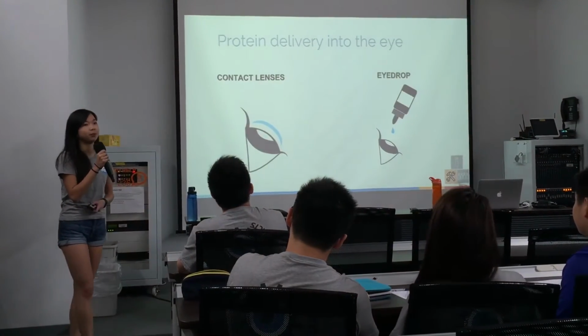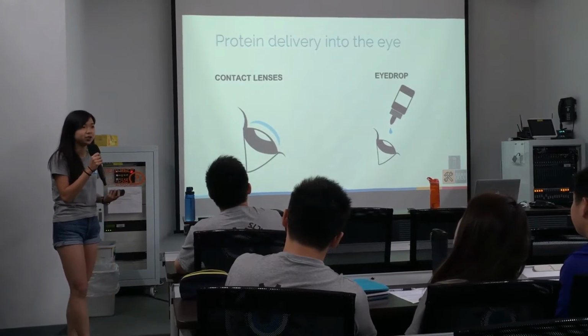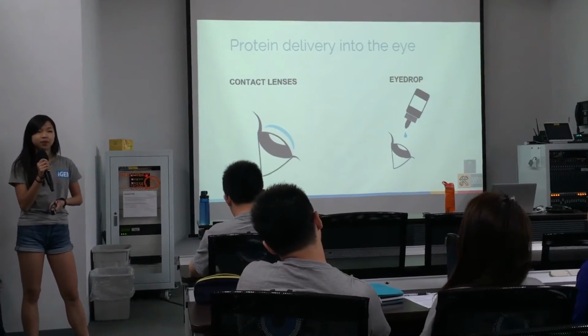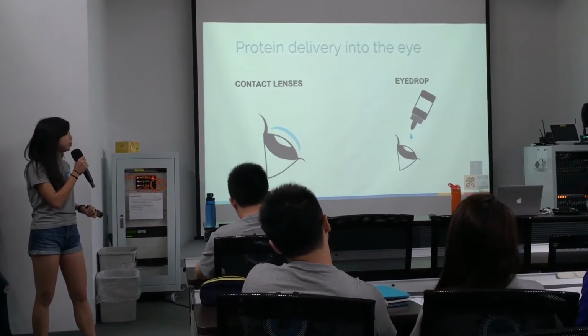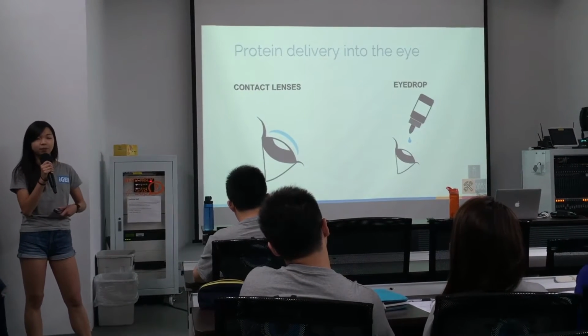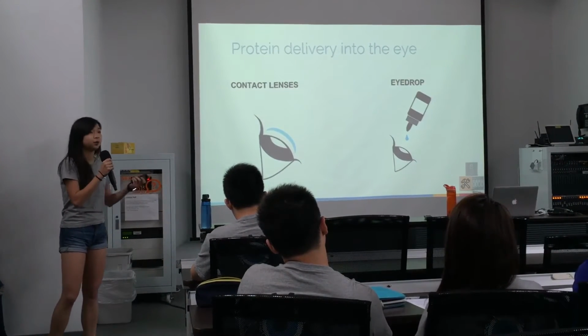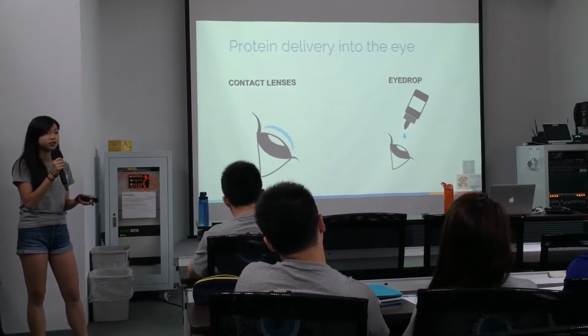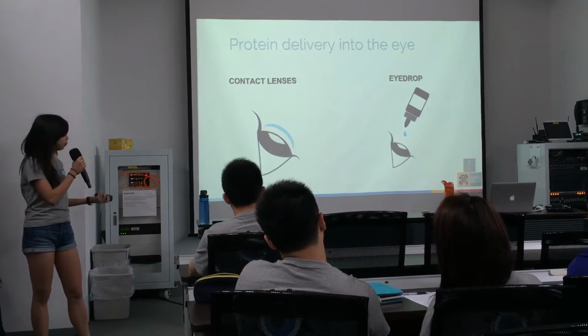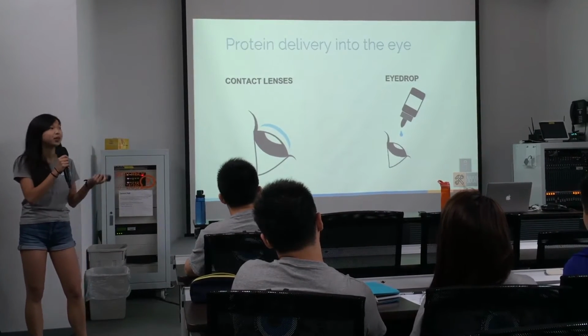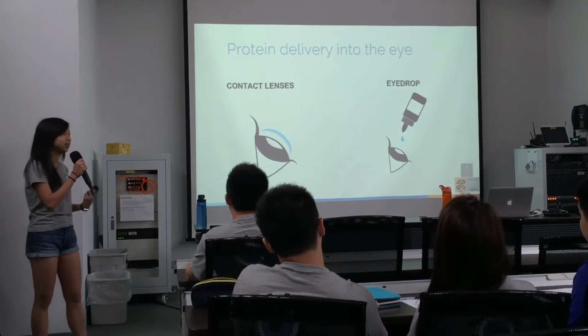So now that we have the purified protein, we need to figure out a way to deliver the protein into our lenses. And the two non-invasive methods that we came up with are contact lenses and eye drops. For contact lenses, we want to attach protein on the interior surface of the contact lenses. And for eye drops, it will contain the protein solution that we will make.